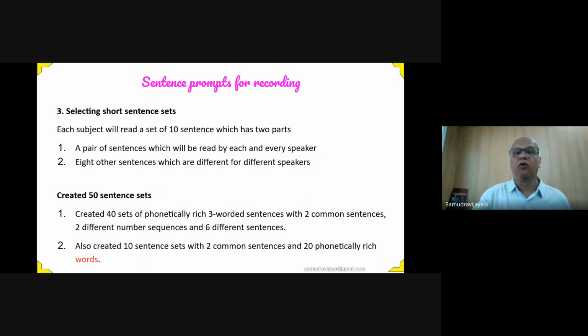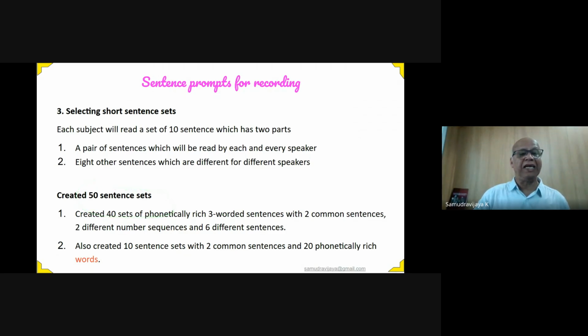We want to characterize different people also. Therefore, what we did was, every person will read 10 sentences, out of which the first 2 sentences are common for each person. Everybody reads the same 2 sentences, which are phonetically very rich. By doing this, text is same, but people are different, so we can also do the speaker characterization. And then the remaining 8 sentences are different for different people. So we built 50 such sentence sets.